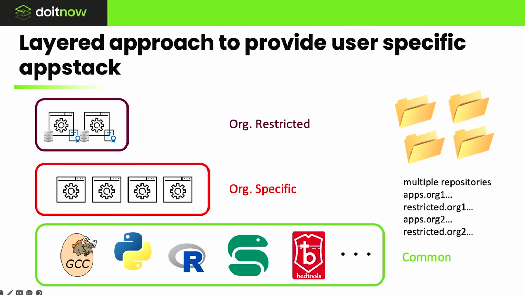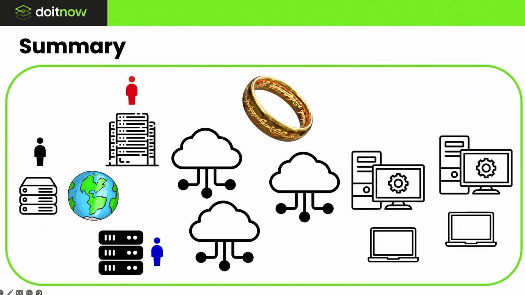How can we manage this layered approach? Because we have multiple repositories: one for apps, one for restricted apps, depending on the organization, and so on. In summary, with this approach, we have an Appstack that will work in cloud, will work in clusters with diverse architectures, will work in workstations, and even in laptops. So we achieved it.